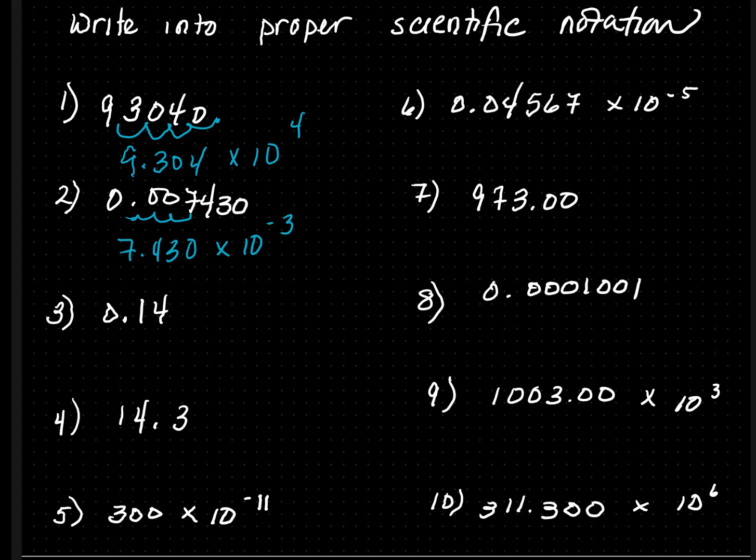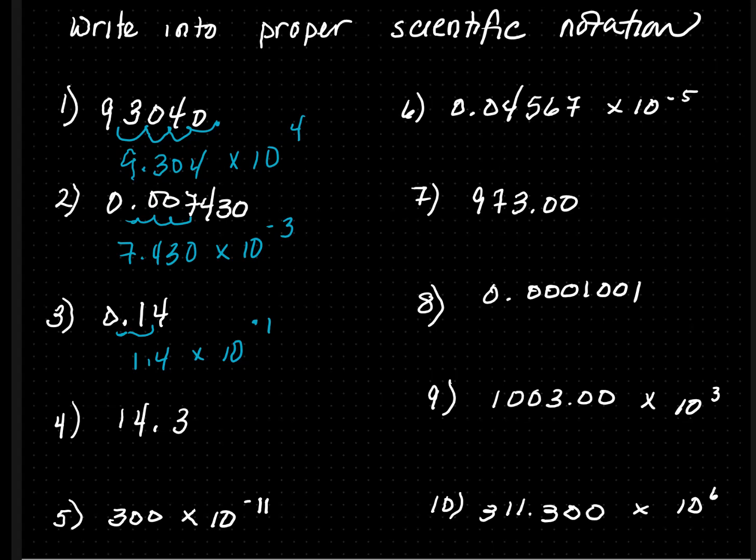In number 3, again, we locate the decimal. The decimal is going to be moved to the right once to have one digit to the left of the decimal. So this becomes 1.4 times 10 to the first, because we moved the decimal once, and it's going to be a negative exponent because it's a small number. On number 4, we're going to locate the decimal, which is here. We're going to move the decimal to the left to get one digit to the left of the decimal. So this becomes 1.43 times 10 to the 1. And it's a positive 1 because it's a large number.